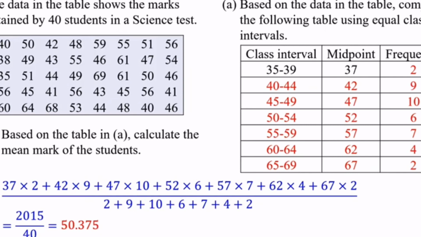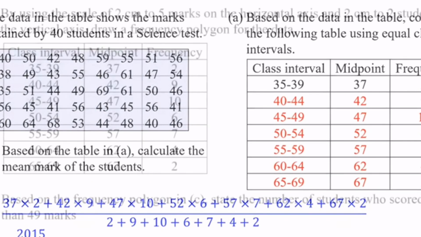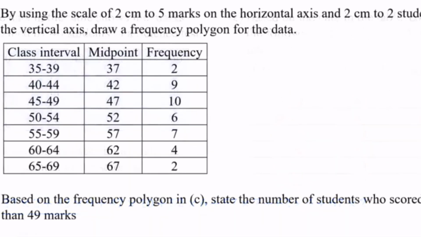Now let's proceed to the next part of the question, whereby we are asked to draw the frequency polygon. Normally in the SPM exam, the scale will be given, so you need to follow exactly the scale of the graph given by the question. Now let's proceed to the drawing of the frequency polygon. One very important thing about the frequency polygon is you must always start with a class interval with 0 frequency. The frequency polygon always starts with a 0 and ends with a 0.